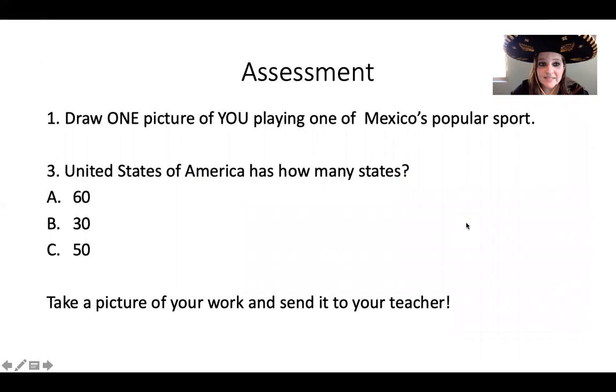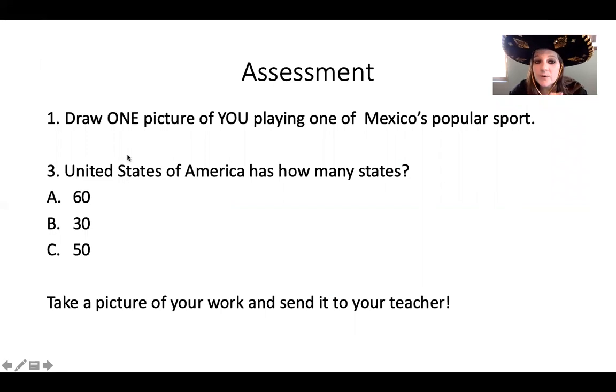So for your exit ticket today, I want you to look at this. Mrs. G made a little mistake. I did have 3 questions originally. So you see a 1 and a 3, but I decided to only give you 2 questions to make it a little easier, but I forgot to change this 3 to a number 2. So don't worry about that.